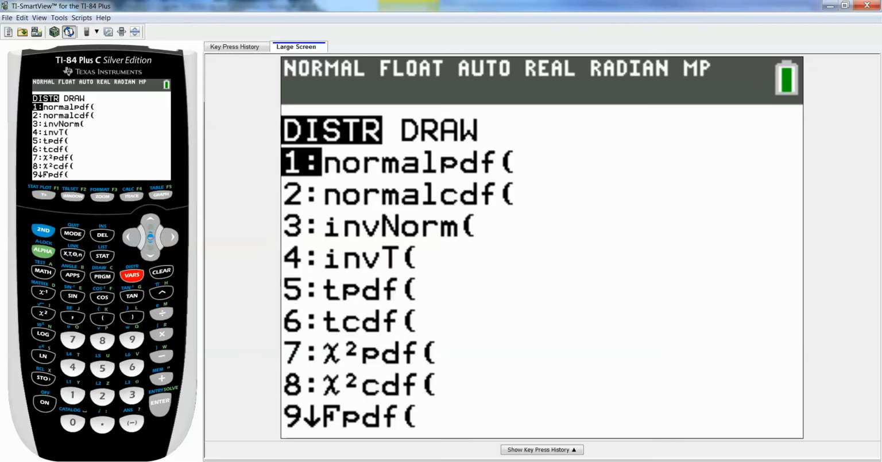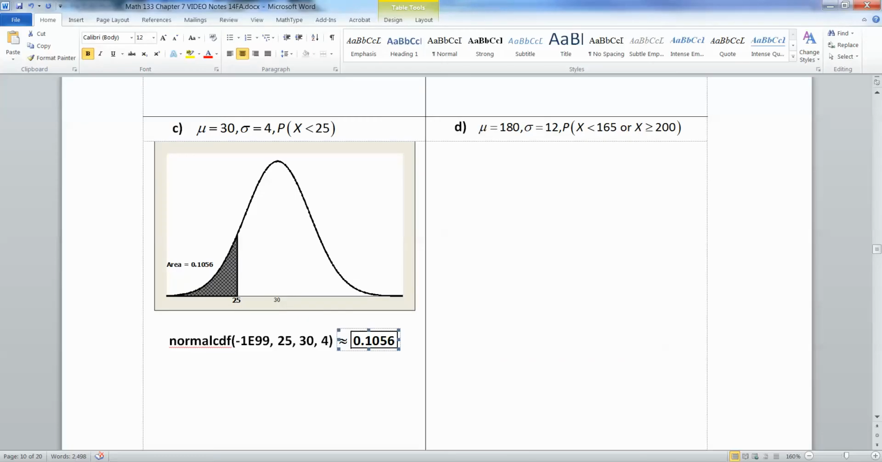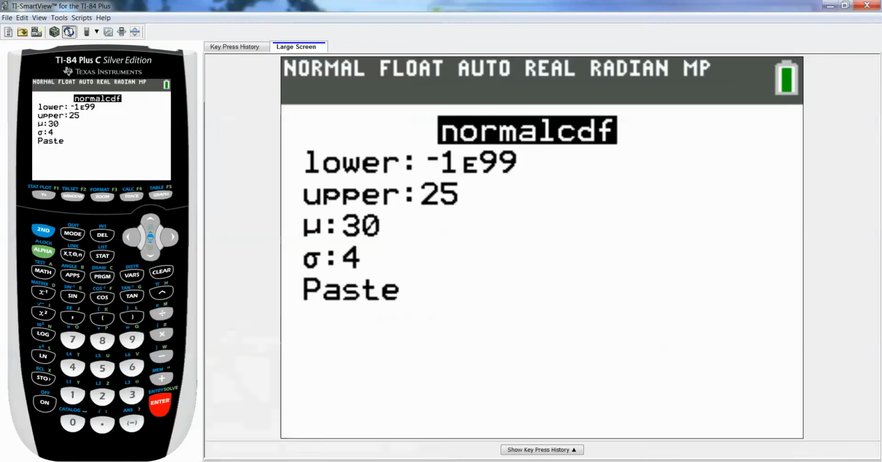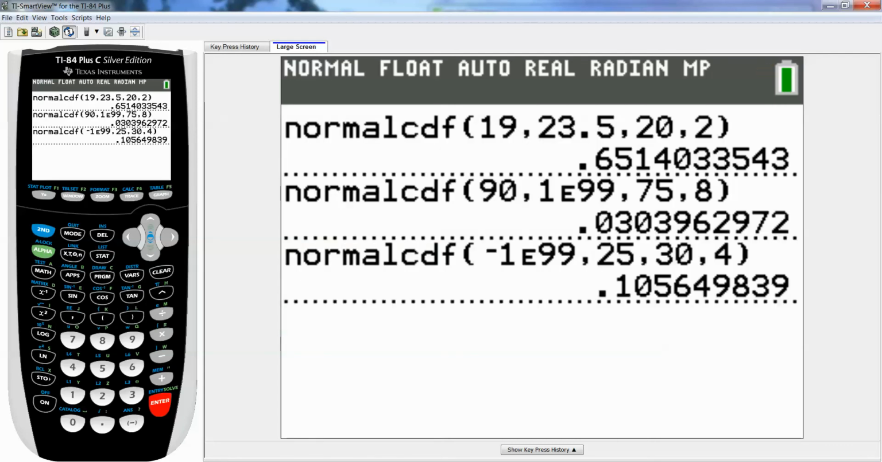Second distribution, normal CDF. This time I want a negative 1e99. Negative is down here at the bottom. It's that little negative in parentheses value, not the minus sign. That's a different thing. So negative 1e, second comma, 99. That's 1 followed by 99 zeros. Then I want to stop at 25, 30, and 4, if I'm not mistaken. Let me go back and double check those values. Yep, 30 and 4, and 25. All right, so paste, enter. And there you get 1056, just like the computer said it would be.